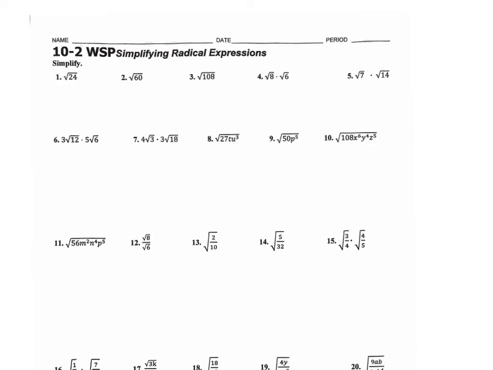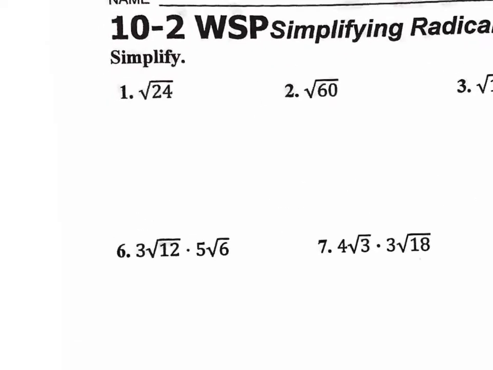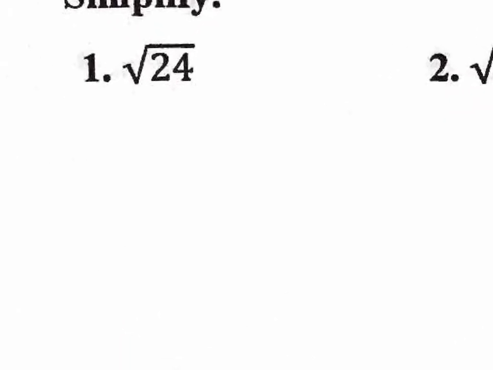Okay, so there's different ways of simplifying. You could use a factor tree, or you could use perfect square numbers. It's totally up to you. I'm going to compare a couple of them. Let's use the factor tree with 24, the square root of 24.